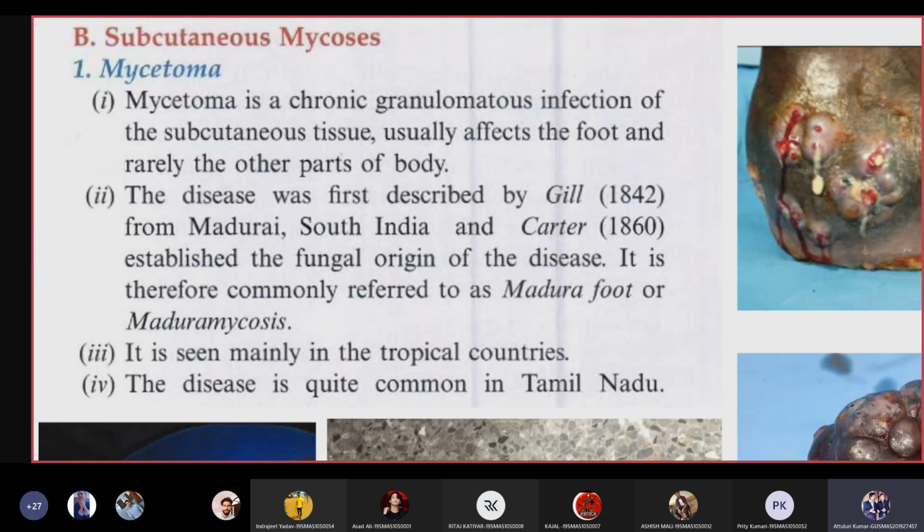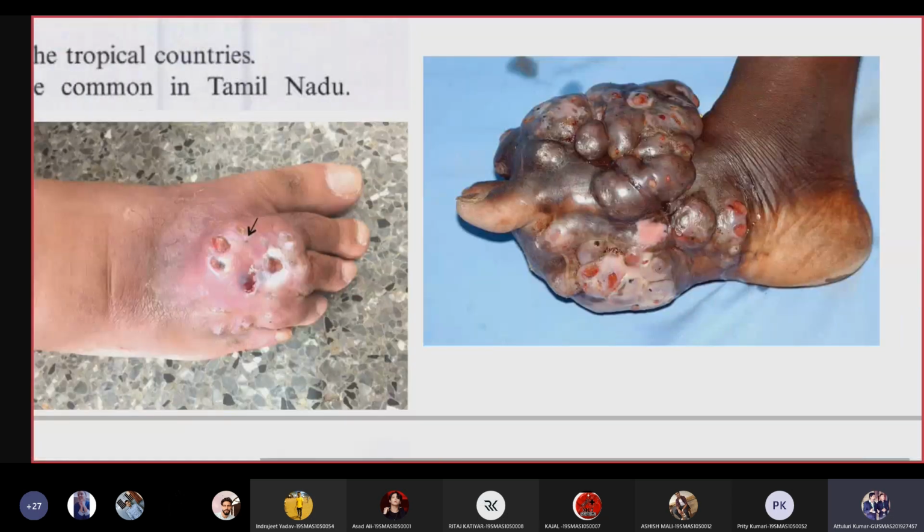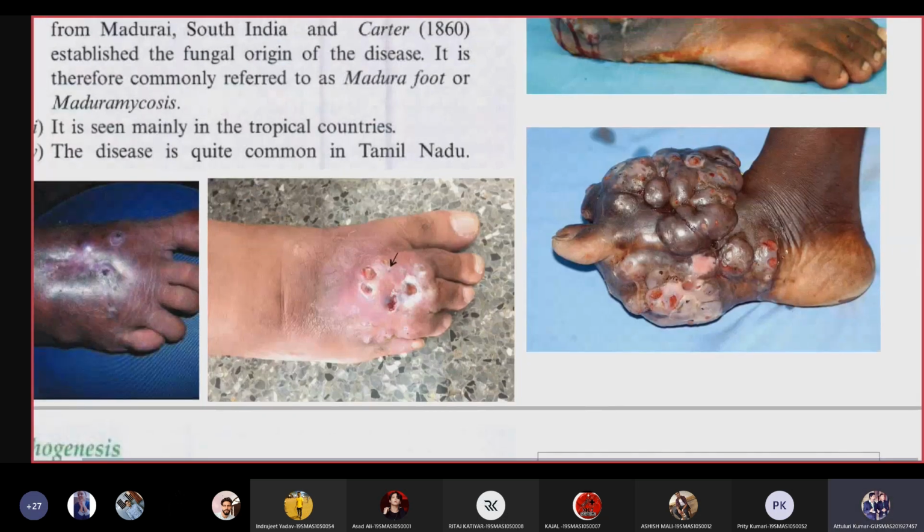Just see mycetoma here, how deadly it is, and there is no cure. At one particular point, the only option to save the patient's life is to amputate the leg. You need to cut his leg to keep him alive. So very deadly infections. I'm not even going to systemic infections. Systemic ones are far more deadly. They will cause brain infection. That is a different story. So the first one is mycetoma.